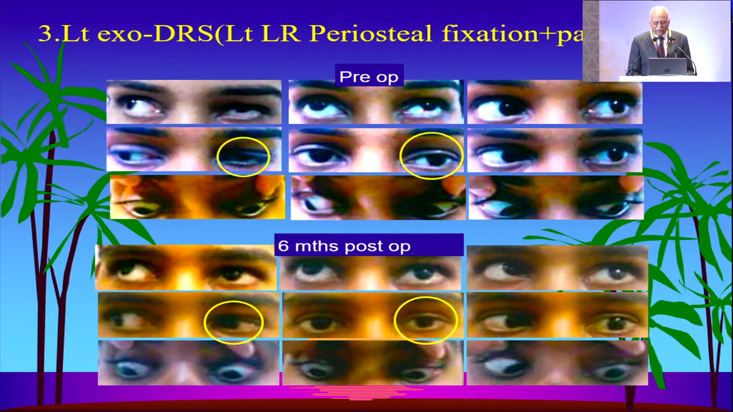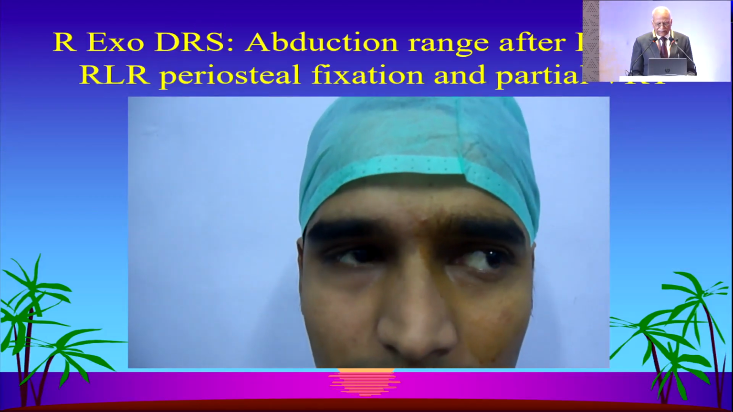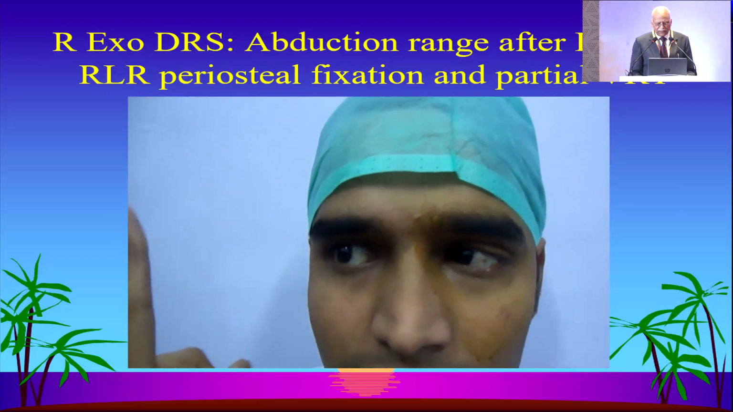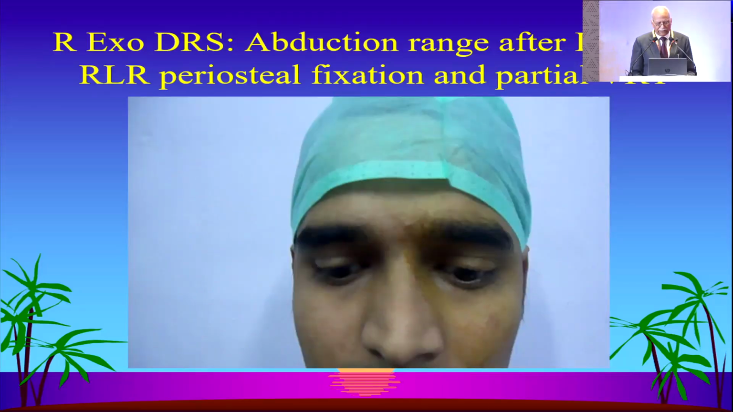When we are doing this periosteal fixation, you may improve the abduction by doing some transposition procedures like a partial VRT or nowadays the Nishida's procedure. For example, in this case, you see the Duane's retraction syndrome, the movements are there because we have been able to manage the improvement of abduction.